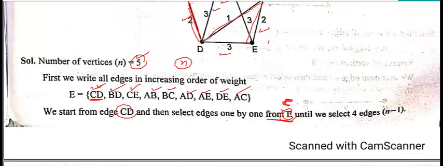Okay. So the next minimum is 2, because one more 2 is there. Then you will select CE. Okay. And again no cycle is there. So you have selected this one also. So you have done this one, you have done this one, you have done all the 3.